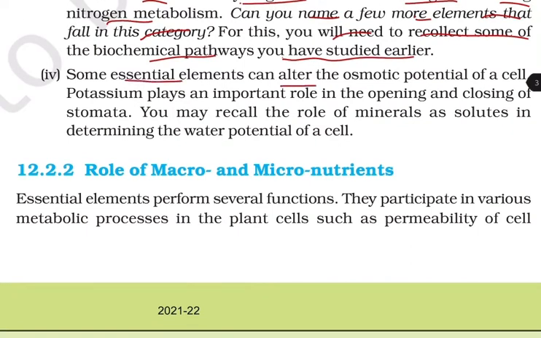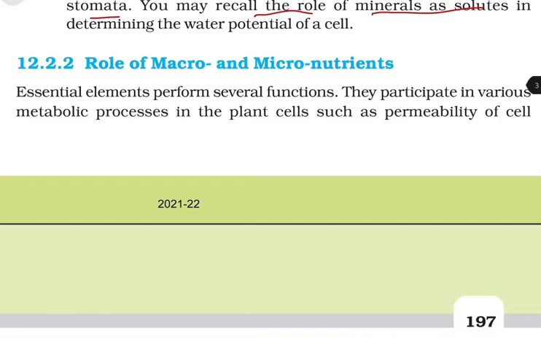Fourth, some essential elements can alter the osmotic potential of the cell. Potassium plays an important role in the opening and closing of the stomata. You may recall the role of minerals as solutes in determining the water potential of a cell. Role of macro and micronutrients.